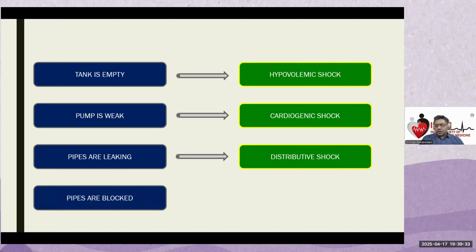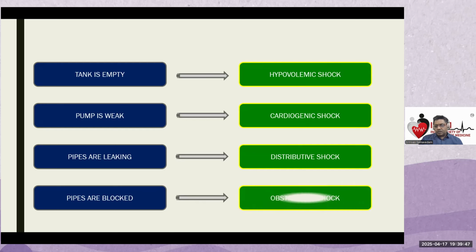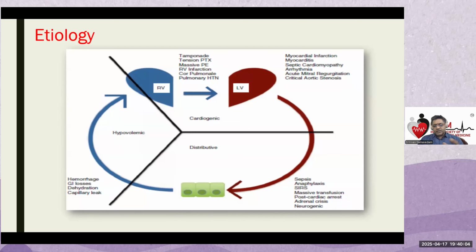The pipes are blocked. The heart is pumping, the pipes are intact, and the tank is full, but there is no flow coming at the end of the tap. That means there is something clogging those pipes. That is obstructive shock. On the right side, it is pulmonary thromboembolism. On the left side, you can look at pericardial tamponade, or even a tension pneumothorax on either side. These are the prototype conditions which result in obstructive shock. So this is the summary of what I spoke about the etiological causes.